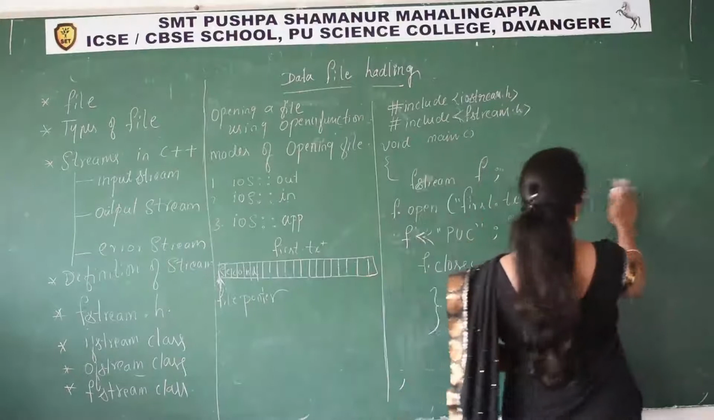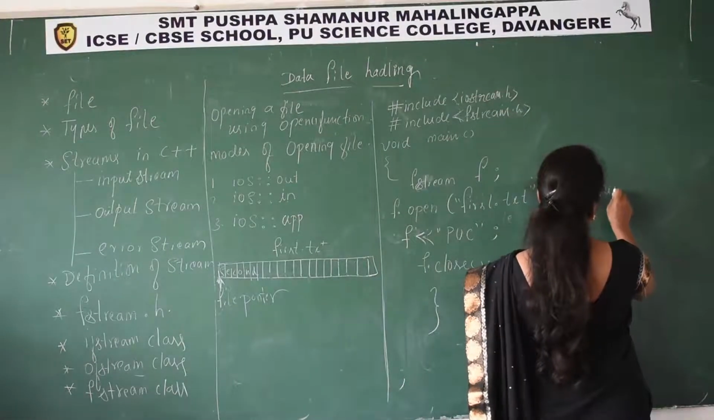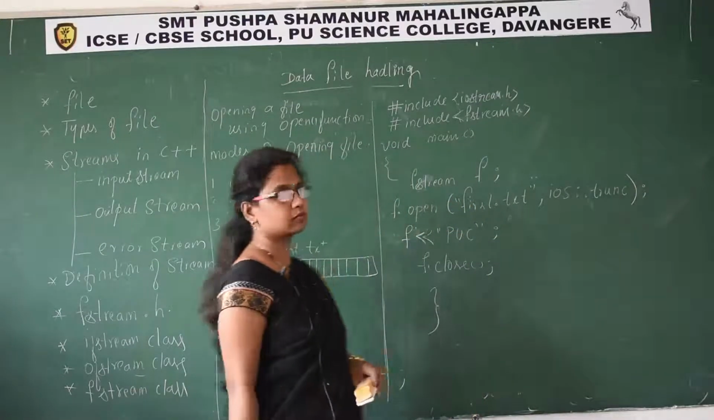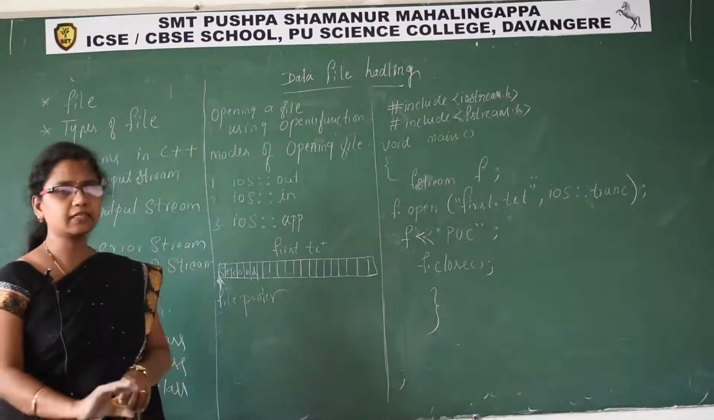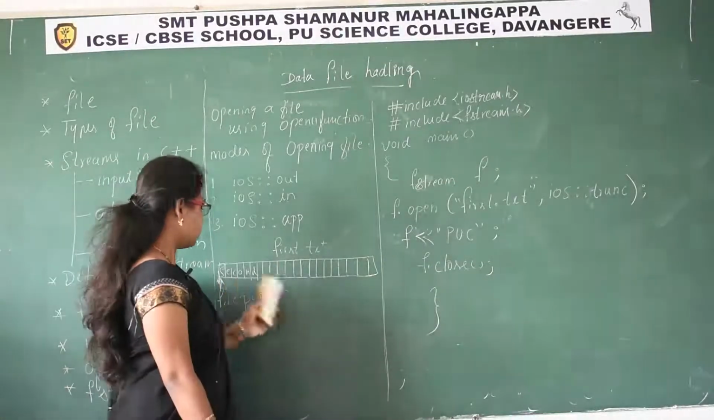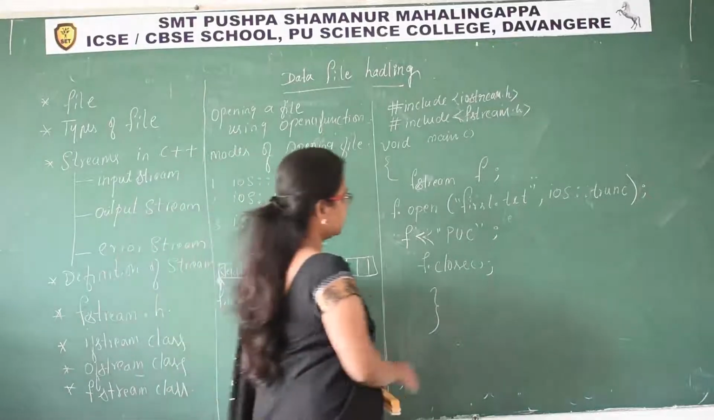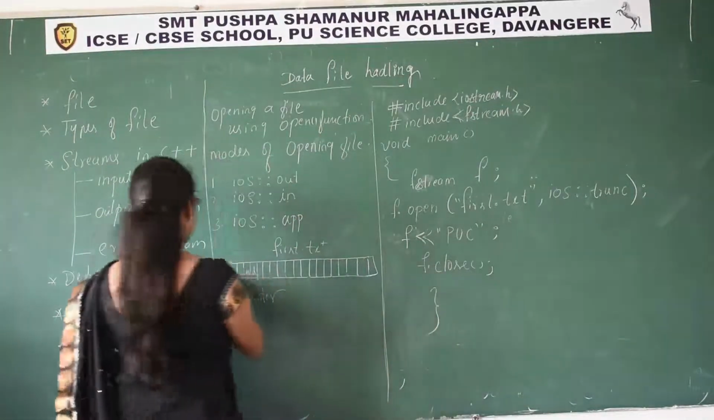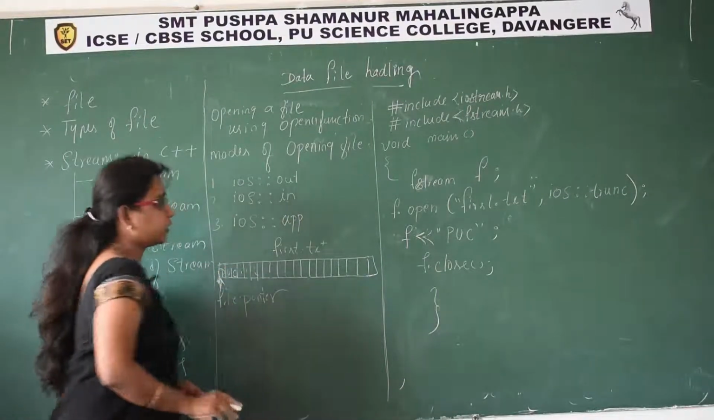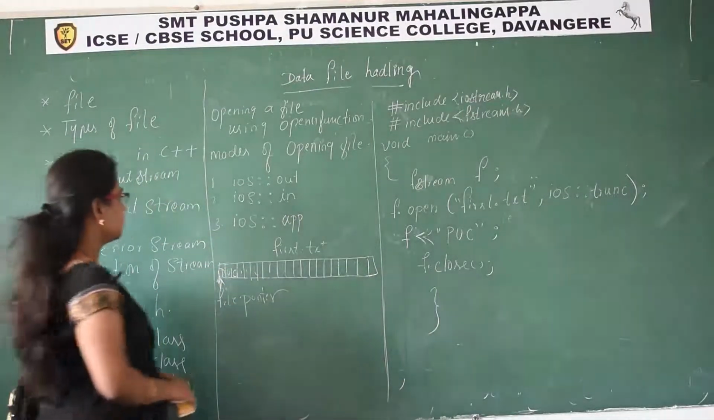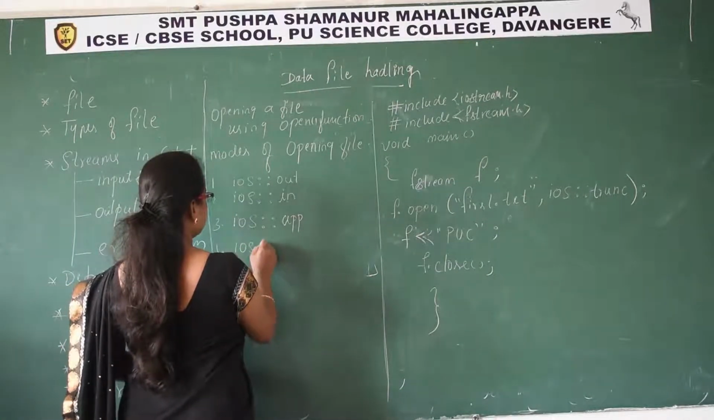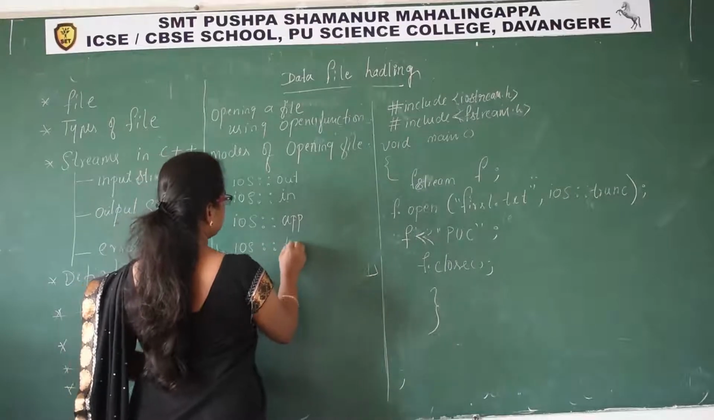ios::trunc mode. So trunc mode means it deletes the content of the file and it allows us to write again from the beginning of the file. So the content will be erased here. It allows us to enter new data into the file. So what is another mode? ios::trunc.